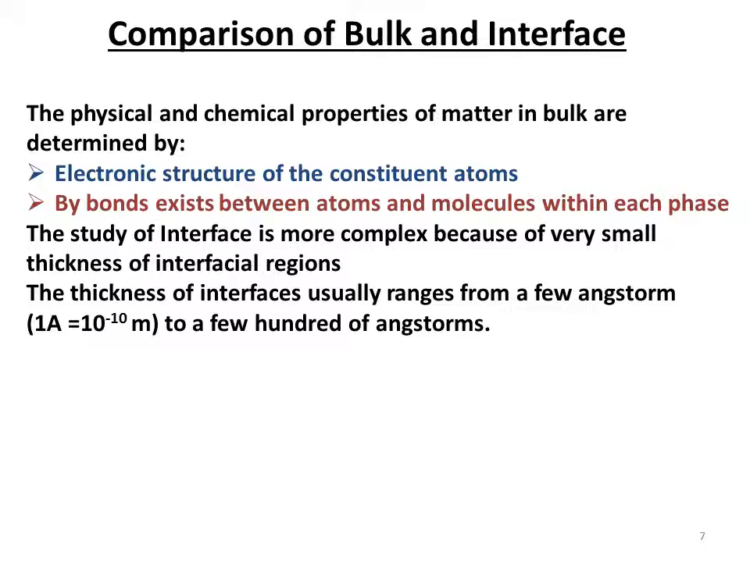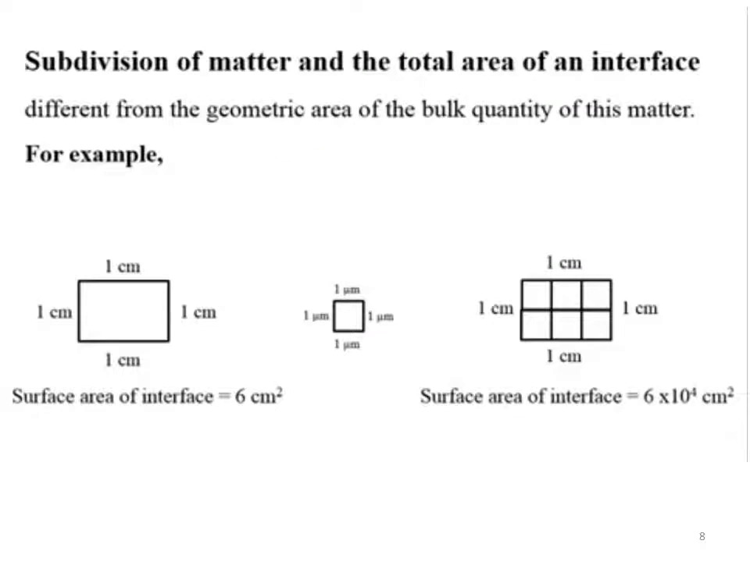Let us go to slide number 8. This is about the subdivision of matter and the total area of an interface. Here a concept is written: in our first image there is a box that has 1 centimeter length and 1 centimeter width. The surface area is 6 centimeter square.